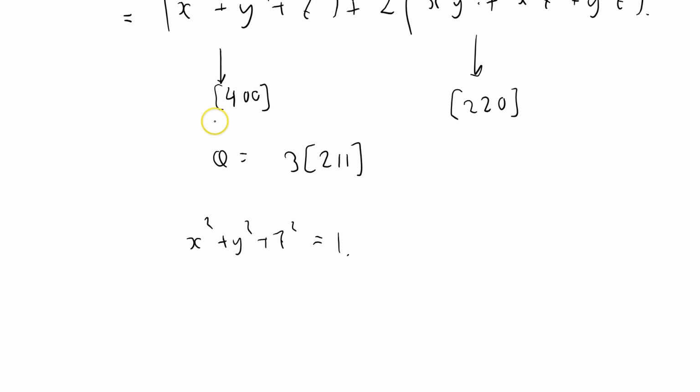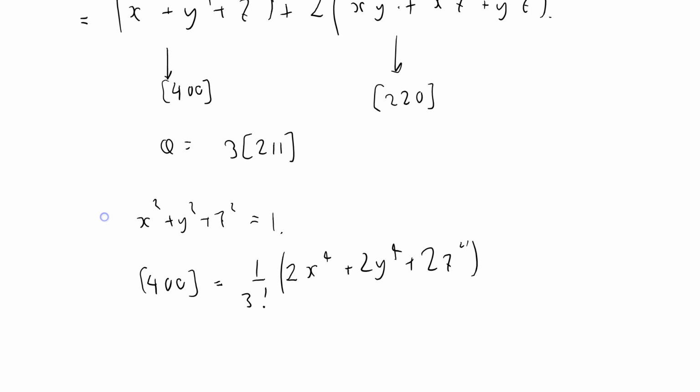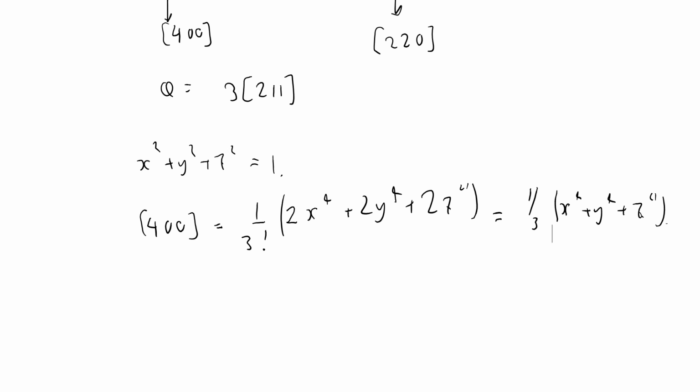So let me just write out what these terms are. 400 equals, by definition, 1 over 3 factorial times 2x to the 4 plus 2y to the 4 plus 2z to the 4. So that equals 1/3 times x to the 4 plus y to the 4 plus z to the 4. It's always good to write these things out carefully. It's easy to get tangled up here, as I'm doing myself. Therefore, x to the 4 plus y to the 4 plus z to the 4 equals 3 times 400, which is this term here.